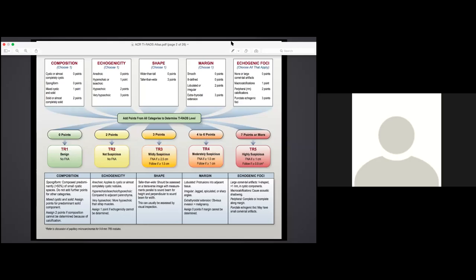They don't talk about vascularity here, which I do use. If there's a lot of internal vascularity in the nodule, I tend to increase my chances of sampling it. And one of the issues with TI-RADS is that you could have a small 5 millimeter nodule with TI-RADS 5, and because it's TI-RADS 5, there's an automatic recommendation for FNA. That's where, if you do your own ultrasound, you won't have that problem. I won't sample a 5 millimeter nodule. That's just too small, no matter how suspicious it looks.